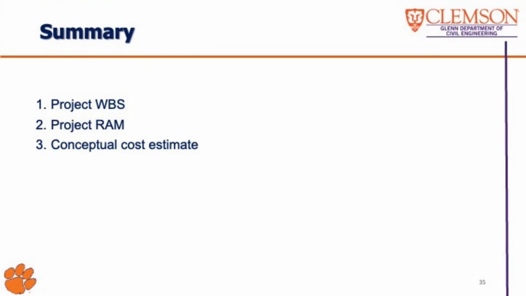In summary, this video covered the definition of a work breakdown structure, WBS, how to develop one, and its various uses. WBS is essential for defining the project scope and supporting project planning, including cost estimation and scheduling. You also learned how to create a responsibility assignment matrix, RAM. Finally, we discussed the three types of cost estimates: conceptual, preliminary, and detailed, with detailed estimates being the most accurate due to their use of precise design details.